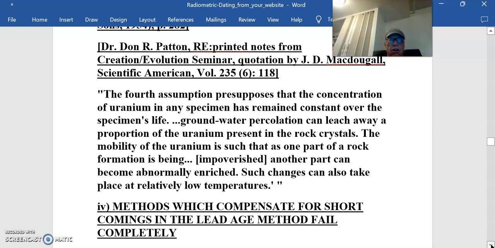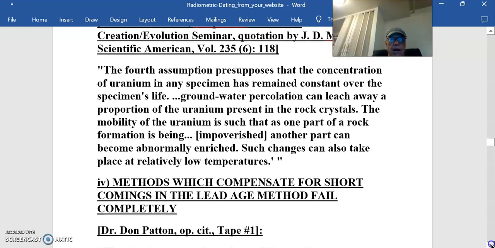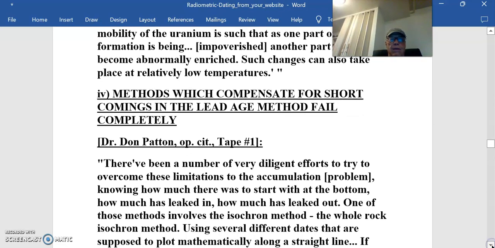Such changes can also take place at relatively low temperatures. So you've got rain flowing through, a river flowing through, or temporary water flowing through, from one rock to the next. You don't know what's accurate and what isn't. Methods which compensate for shortcomings in the lead-age method fail completely.